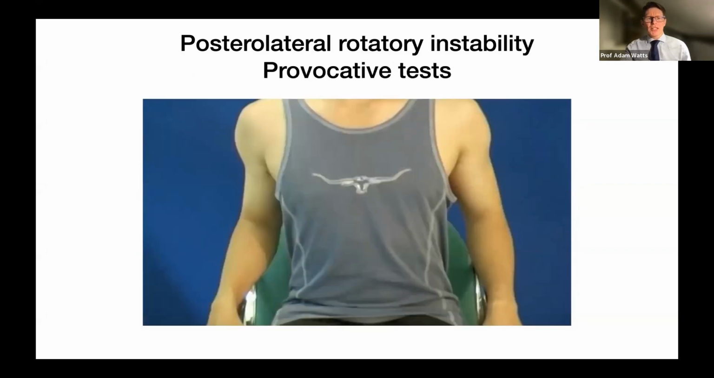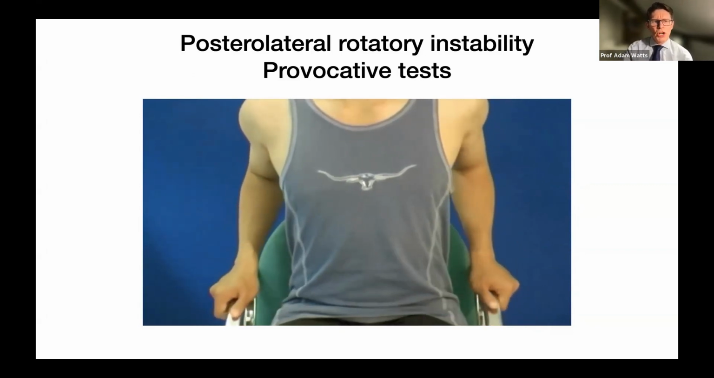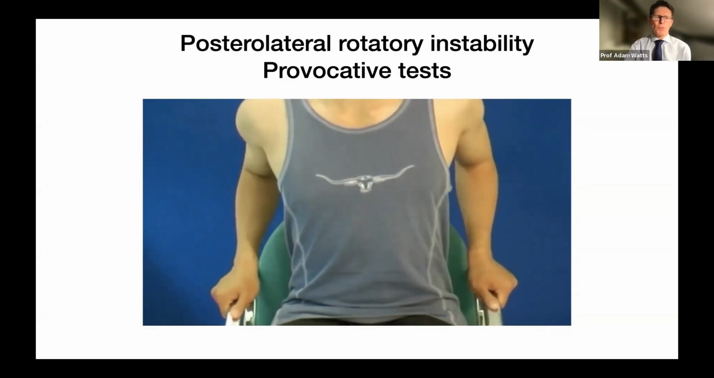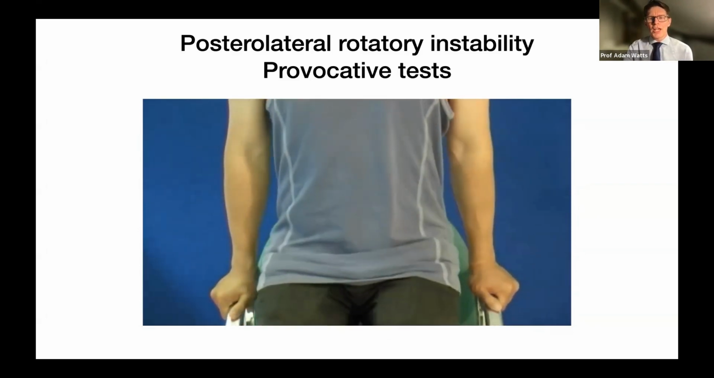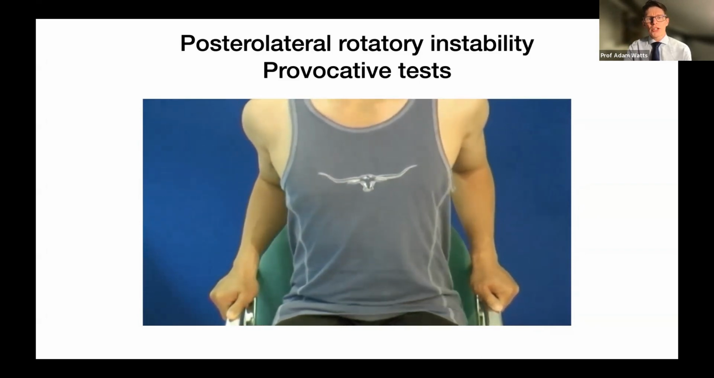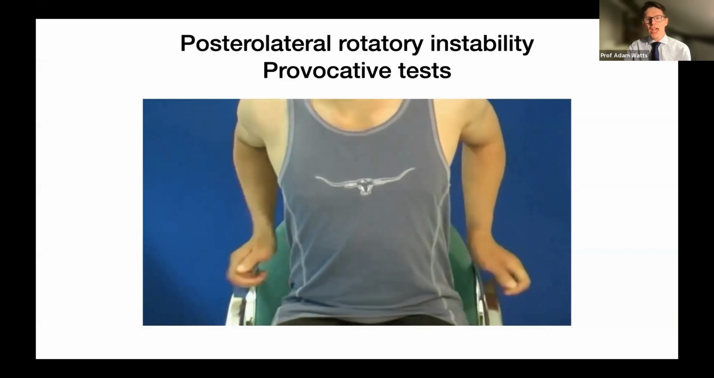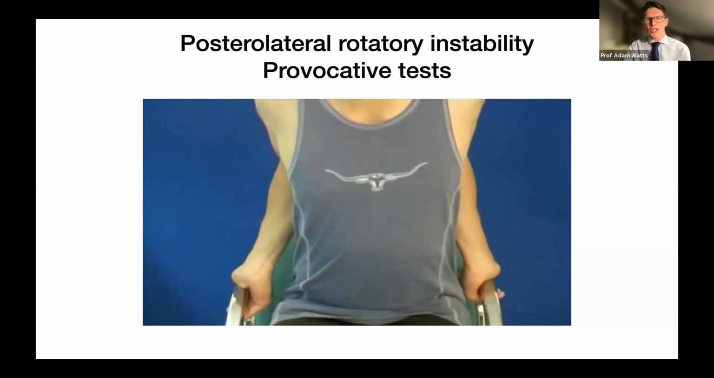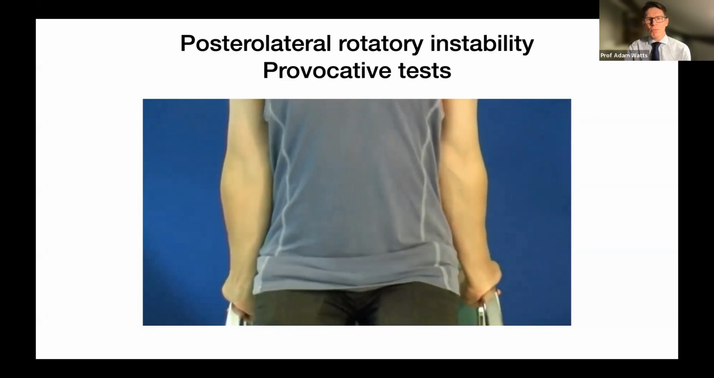Other provocative tests for PLRI include the push-up test, where you get them to push up from a chair. You need a chair with arms like this, and you start off in pronation, where they should be more stable and they should be able to push themselves up out of the chair. And then you ask them to rotate the forearms so they're in supination, and then again to repeat that.